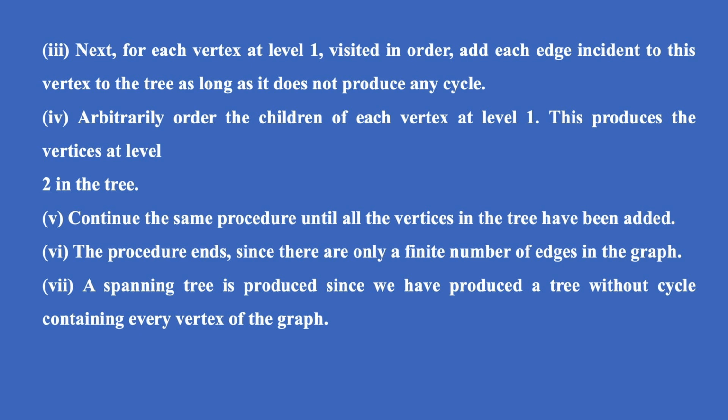Step 4, arbitrarily order the children of each vertex at level 1. This produces the vertices at level 2 in the tree. Step 5, continue the same procedure until all the vertices in the tree have been added. Step 6, the procedure ends since there are only a finite number of edges in the graph. Step 7, a spanning tree is produced since we have produced a tree without cycle containing every vertex of the graph.